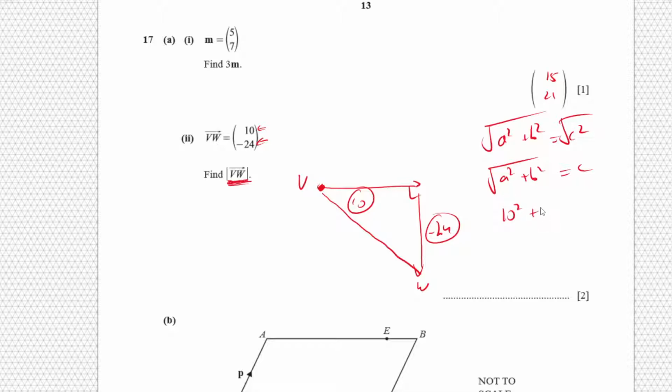10 squared plus 24 squared. As I said, sign doesn't really matter because we're talking about distance, we're talking about lengths here. Equals VW. I've messed it up kind of, but I'm going to have to fix it. So VW there. Square root of 10 squared plus 24 squared is 26. Done.